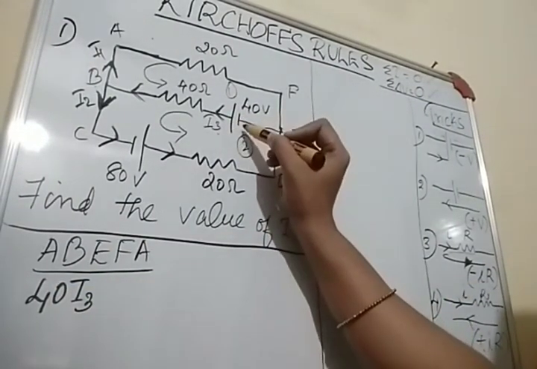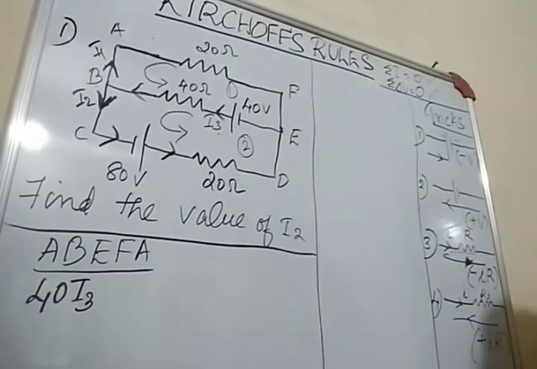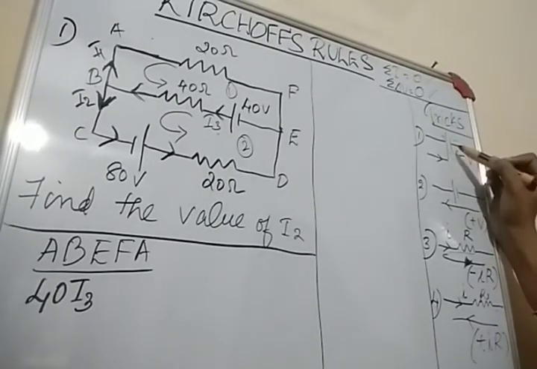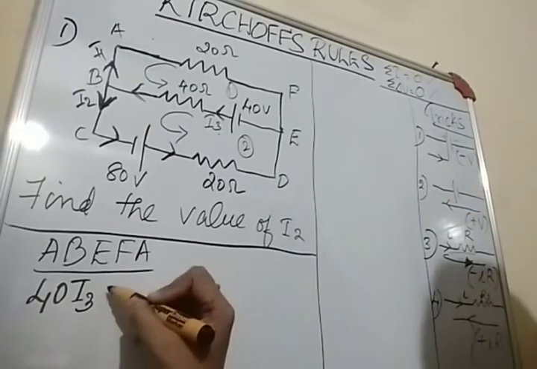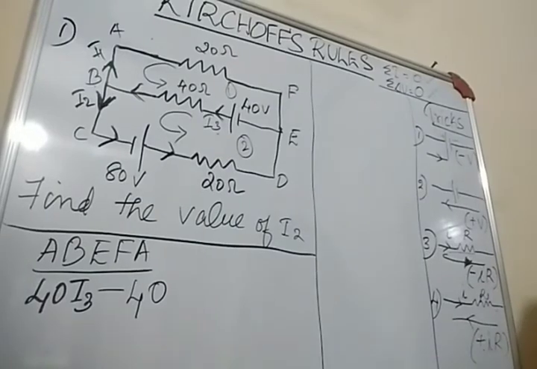Then what is the next component here? It is a cell, and we are moving from positive to negative of the cell. So as per the first trick, whenever we move from positive to negative of the cell, we can consider that EMF of the cell as negative. So it will be minus 40. Then no need to write the sign.